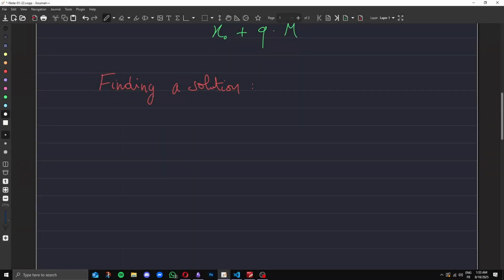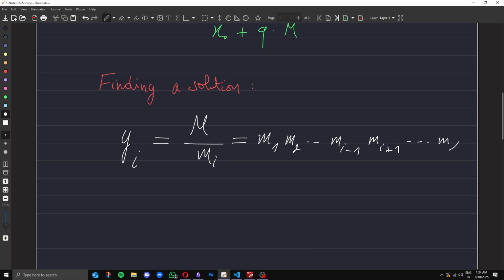Let's start by finding a solution. For that, we will define a sequence of integers, yi, which is going to be equal to m over mi. So essentially, don't forget m is the product of the sequence m. So it's going to be the product from m1, m2 until mi minus 1, then we skip mi, and go from mi plus 1 until mk. So it's like the product, but except mi.